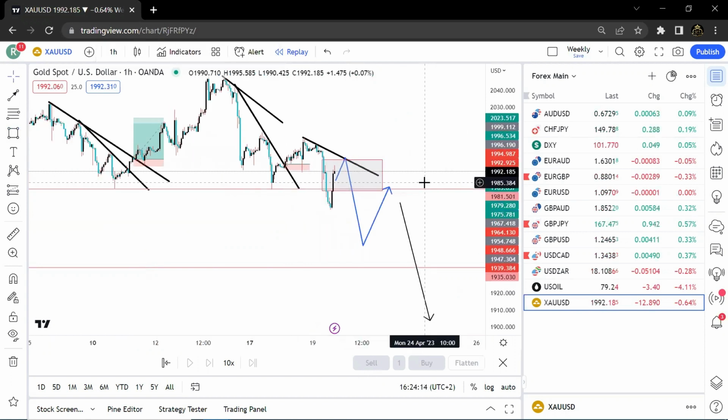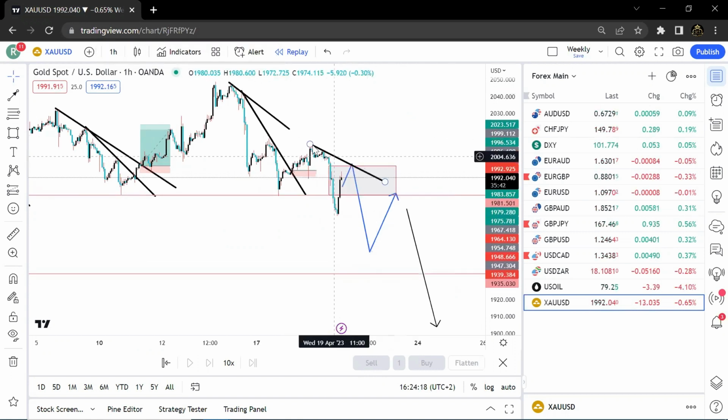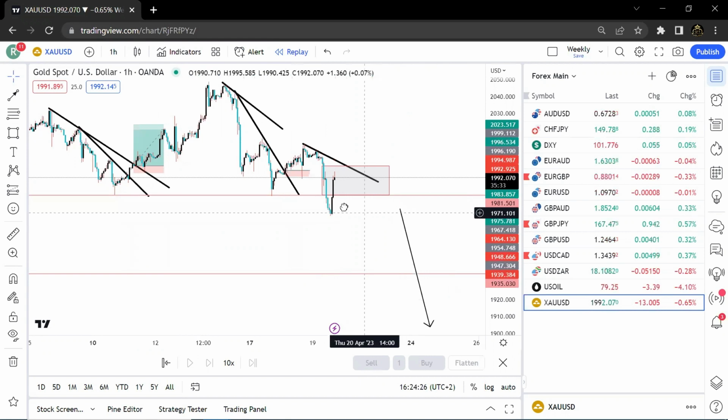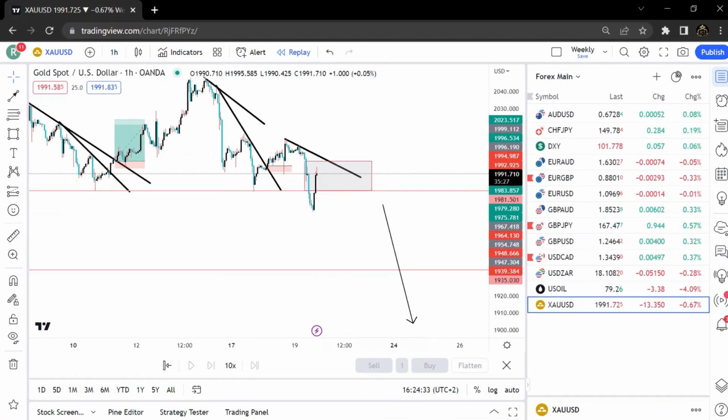You can also block it off like this, saying that if we close above this block, which will be above the trend line, we're going to buy. If we close below the block, which is below that daily high low, then we're going to start selling, and then we just keep hitting that trend lines to the downside to keep looking for sell positions.